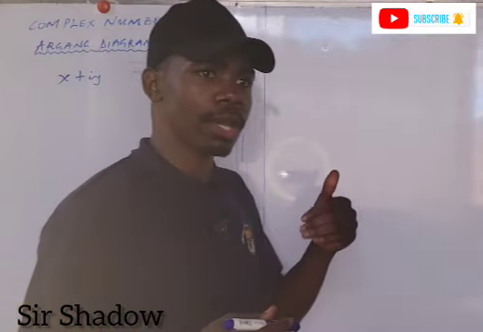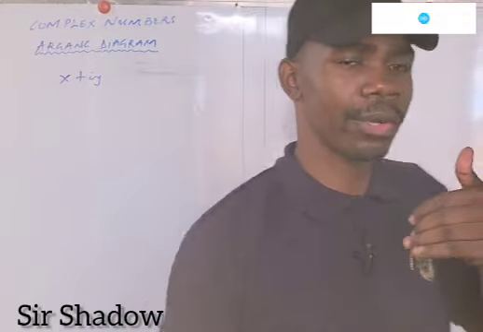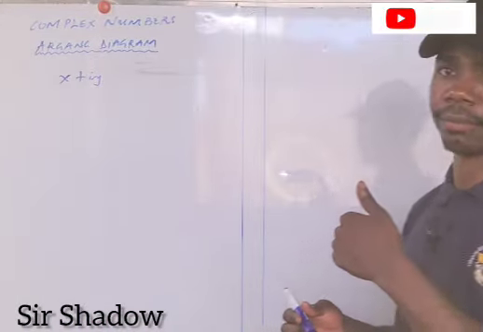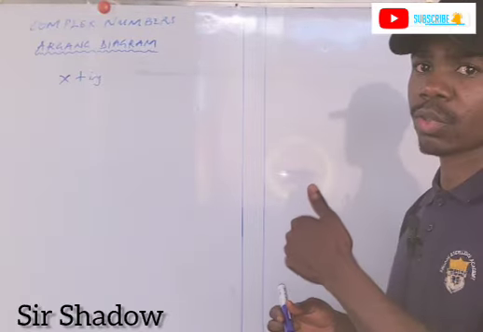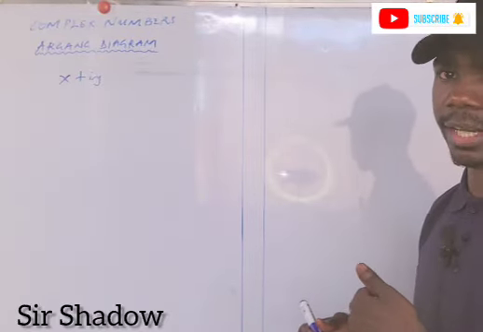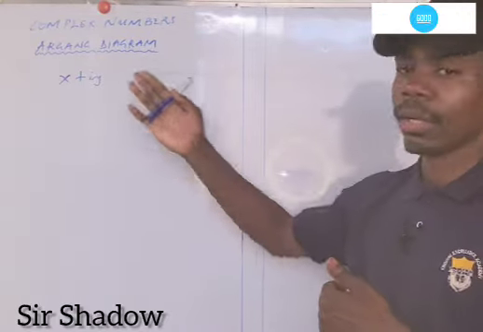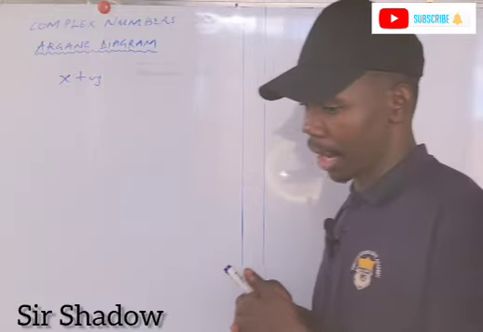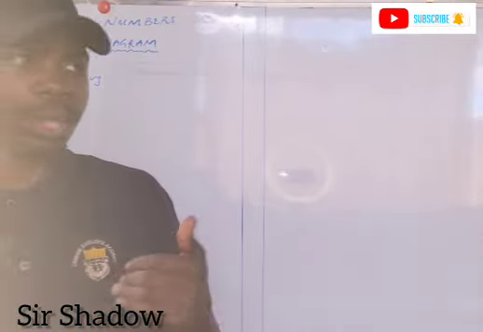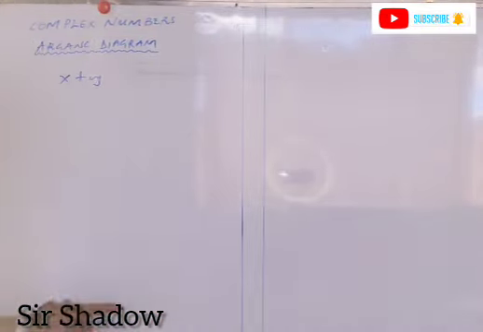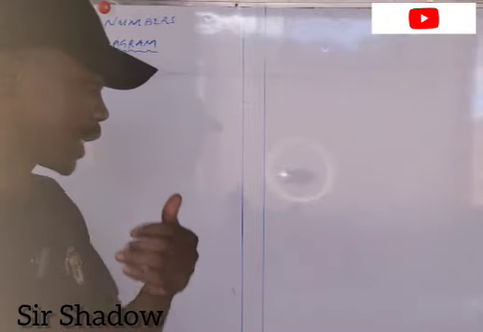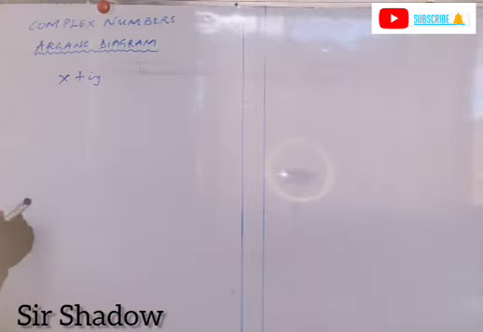Whenever you are asked to present your solution on the Argand diagram, first of all, you have to check your complex number. Check the real part, if it is negative or positive, and also check the imaginary part, if it is positive or negative.